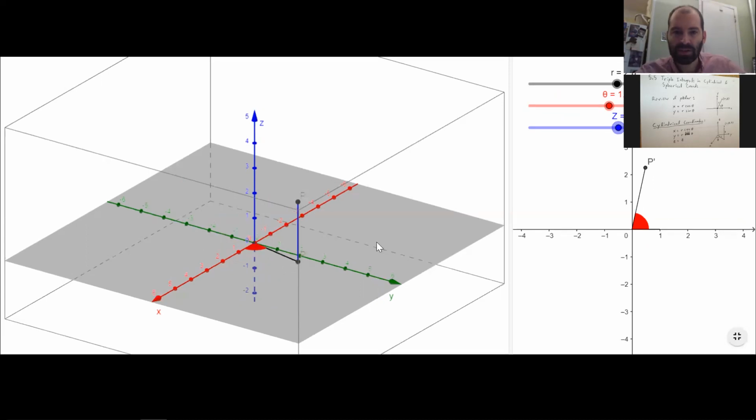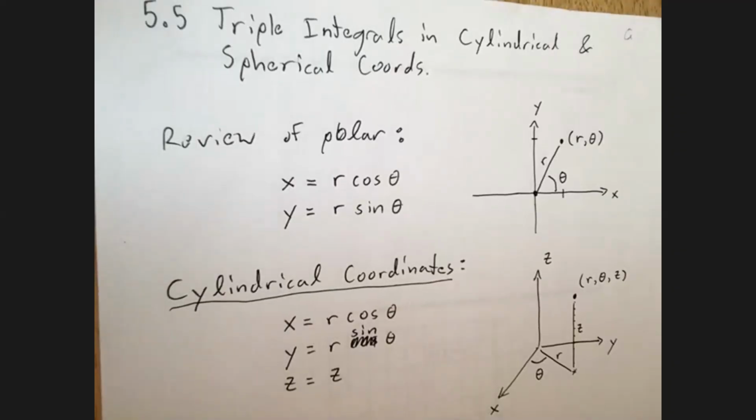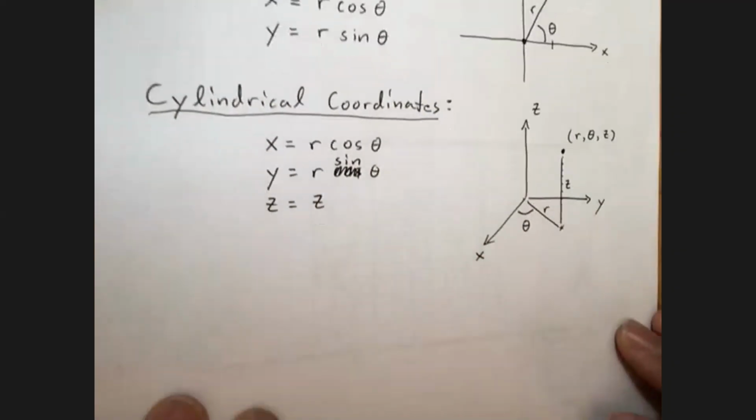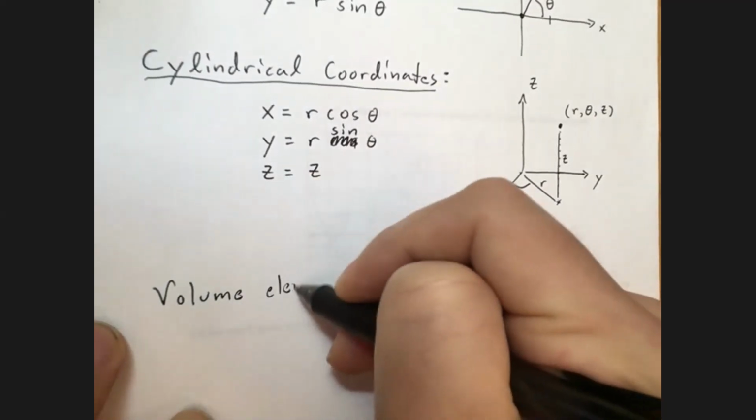All right. So let's go back. One thing we have to talk about is, if we're going to do integrals using cylindrical coordinates, we're going to have to know what that volume element is. So let's talk about the volume element.